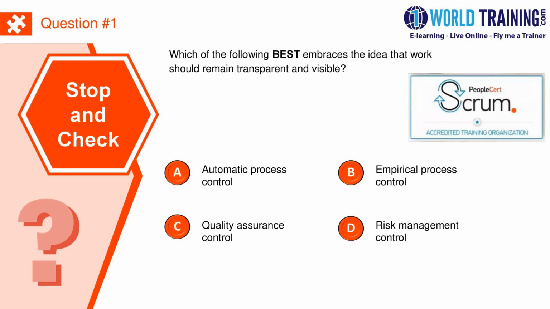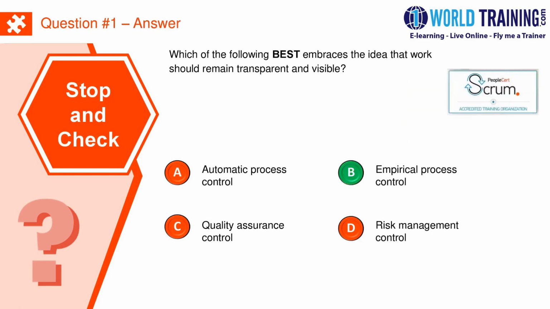We discussed during our course that Scrum is an empirical process control. It does not talk in detail about automatic processes, about the quality part, or risk management, but it does discuss empirical controls. Empiricism, as we say, basically focuses on knowledge, and that's what Scrum is all about. So the right answer for this is option B, which is empirical process control. With that, let's move to question number 2.